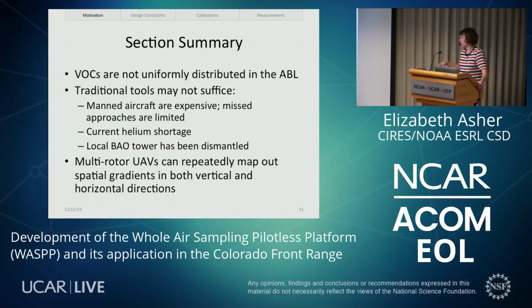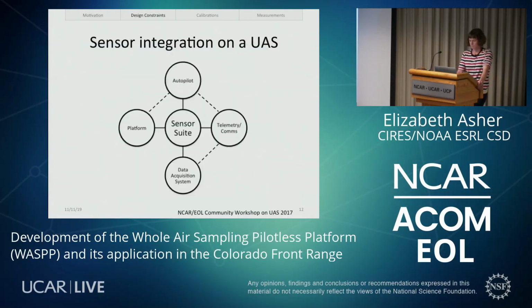So just to summarize this introductory section, essentially VOCs are not always uniformly distributed in the ABL. We have a number of traditional tools to make these measurements, but those may not always suffice. And essentially, UAS or UAV measurements can substitute for these platforms. So this field, making atmospheric measurements from UAS or unmanned aerial systems, is rapidly growing.